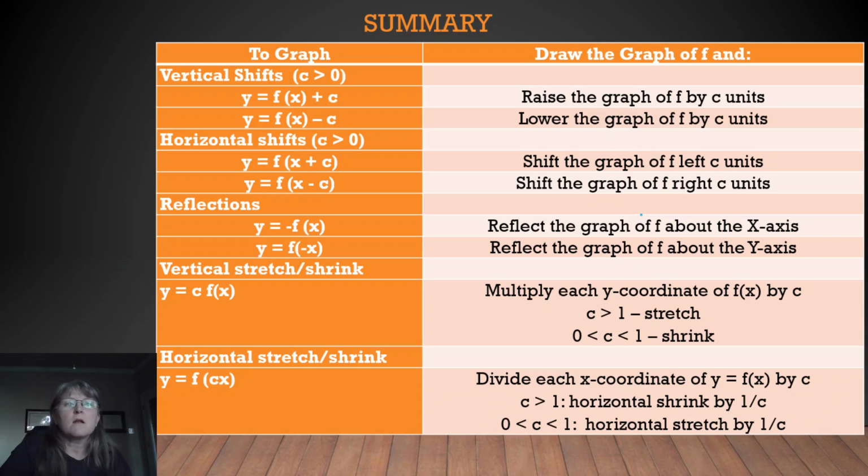Okay. All right, so here's just an overview of all the rules. So you can pause the video and take a little bit of time to look over that and see what the different rules are for the shifts. The shifts are what we would call translations: left, right, up, down. Reflections are what flip the graph either across the x-axis or the y-axis. And then we have our stretches and our shrinks.